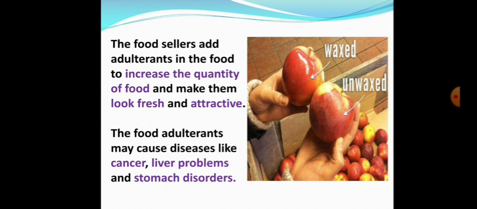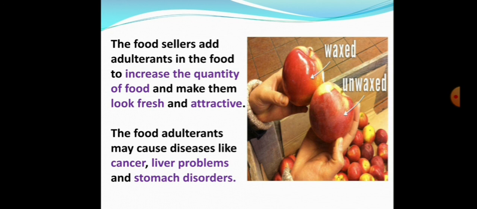Now, first I'll tell you about some food adulterants. In milk, what is added? In milk, water, detergent, fat, and urea are added. Then in honey, water and sugar. These are the adulterants for honey. In khoya, starch is added. In red chili powder, what is added? Brick powder is added sometimes as an adulterant.